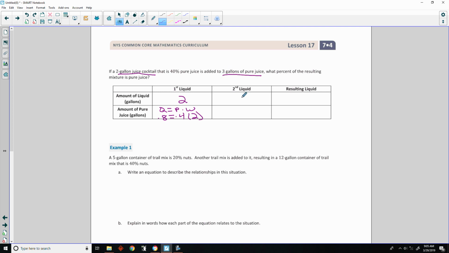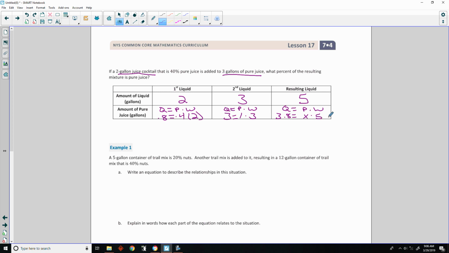The second liquid is 3 gallons of pure juice. So if we use our equation, quantity equals percent times the whole, we know the whole is 3. The percent is 100% or 1, so my quantity of juice in that is 3. And then the resulting liquid, well, if I add 2 gallons of 40% pure juice to 3 gallons of pure juice, I get 5 gallons of some sort of dilution. And Q equals P times W again. The whole is 5. We're trying to find the percent X, and the quantity is 0.8 plus 3. Because this is pure juice, we want to add these two this time, so this is 3.8.